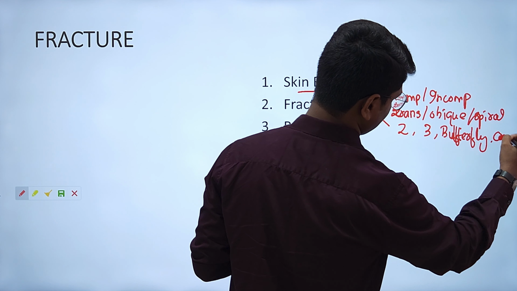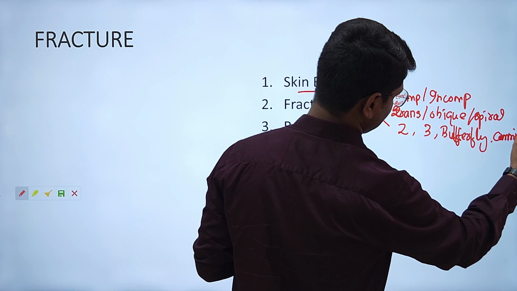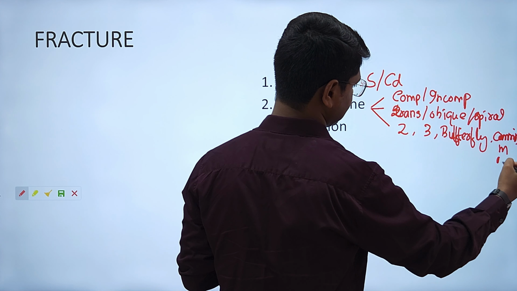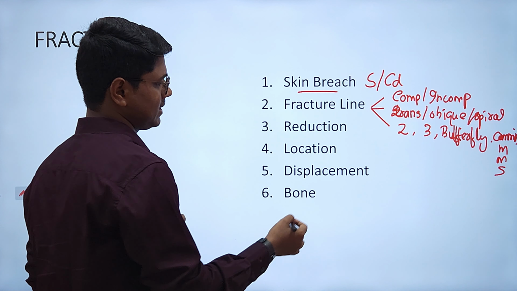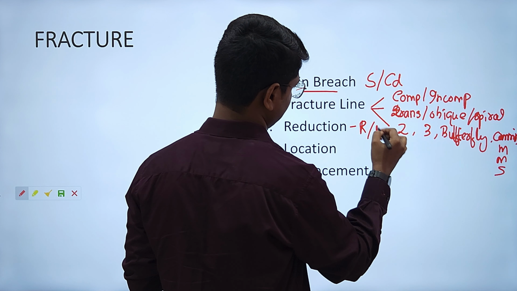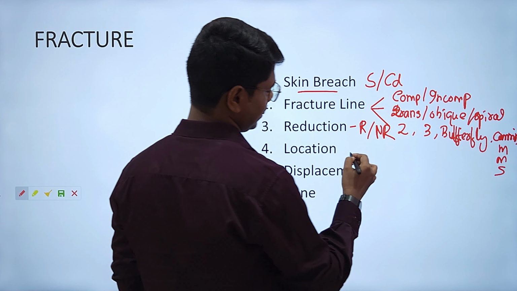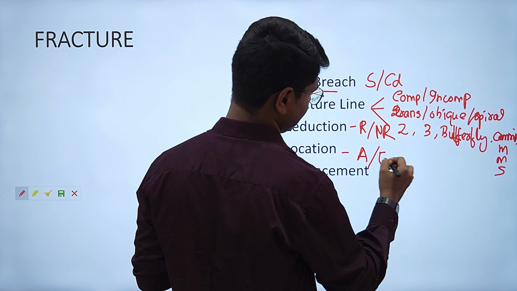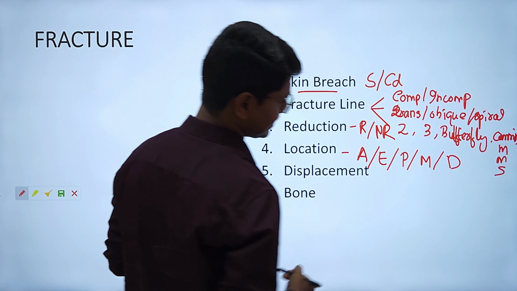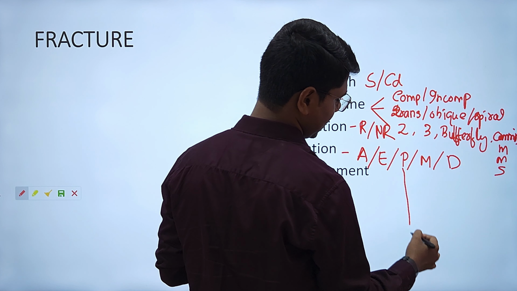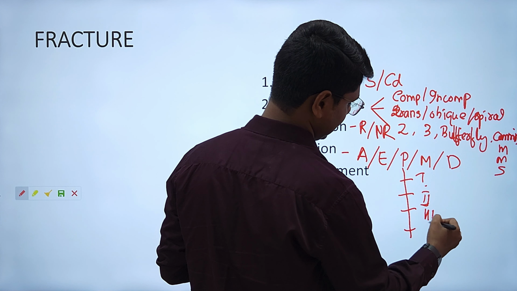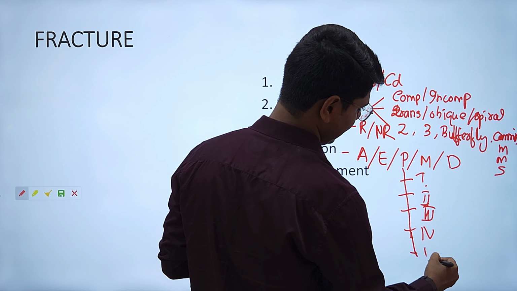Next is the comminuted fracture. Comminuted can be further subclassified into minimum, moderate and severe. Next, on the basis of reduction, whether reducible or non-reducible. On the basis of location, whether articular, epiphyseal, physeal, metaphyseal or diaphyseal. The physeal is further classified into Salter-Harris classification 1, 2, 3, 4 and 5.